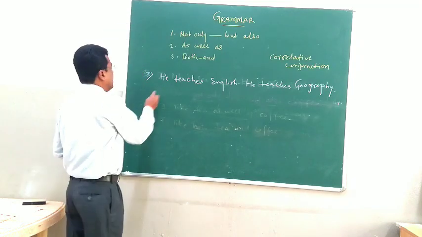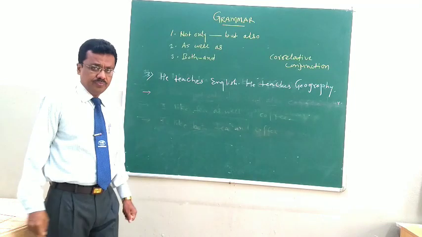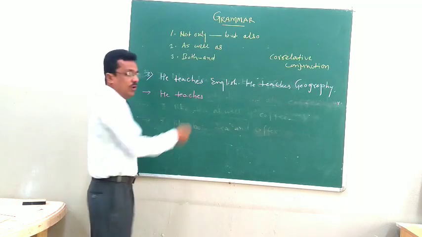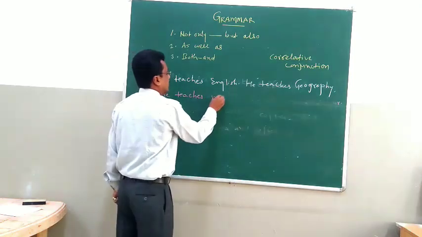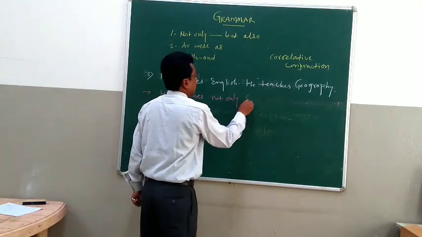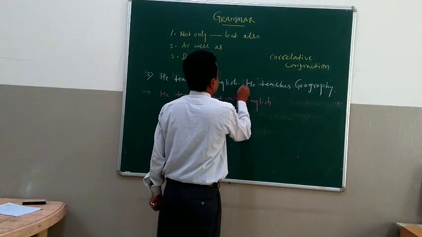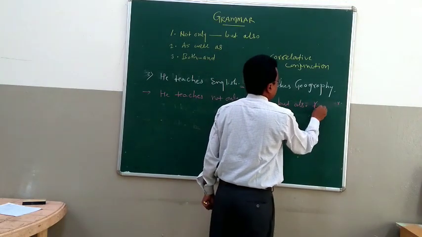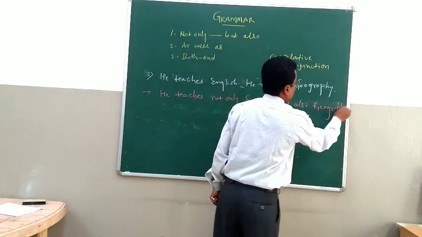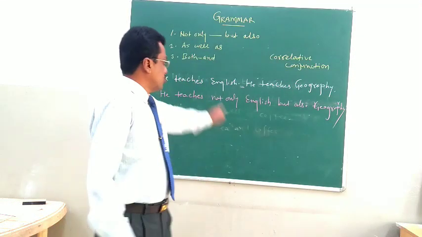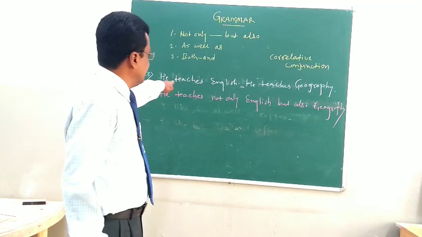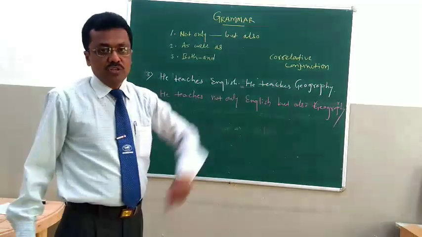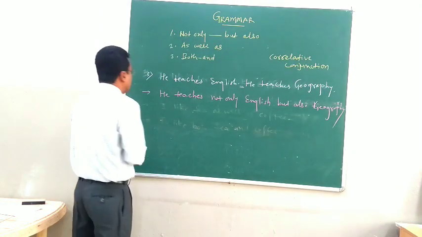Now we have to make it one. Not only but also. See here. He teaches. After the main verb you can use not only English, in place of full stop, but also geography. So there were two sentences. He teaches English, he teaches geography. We make it one. He teaches not only English but also geography. Now the second one is as well as.